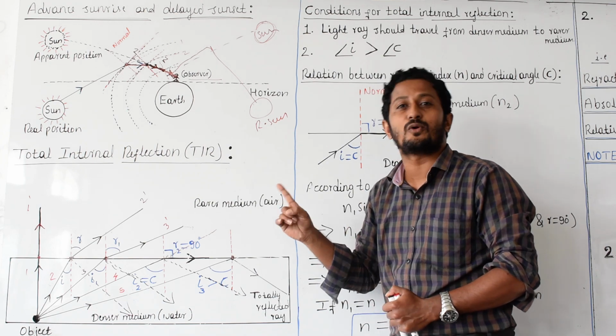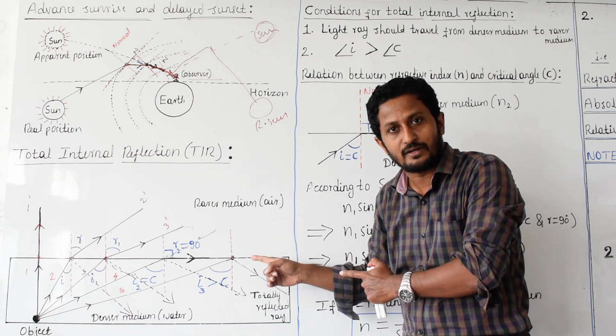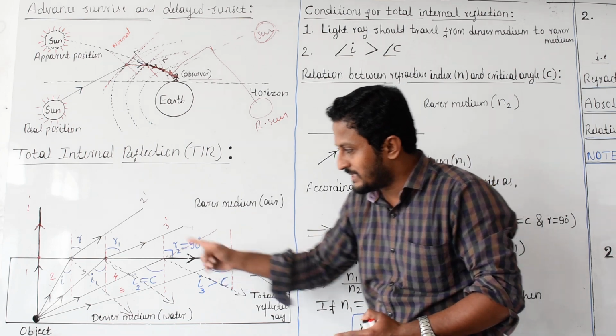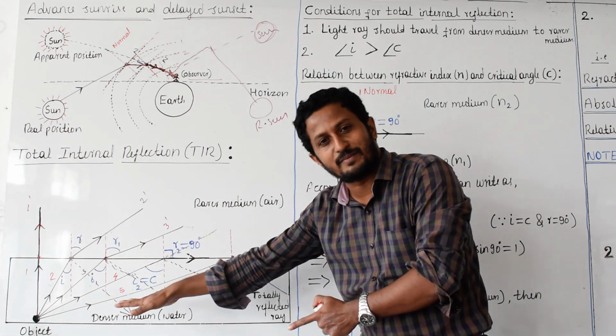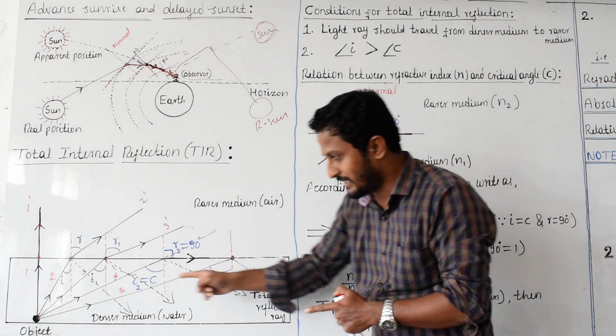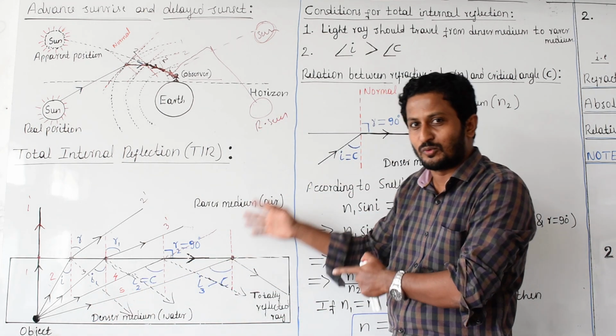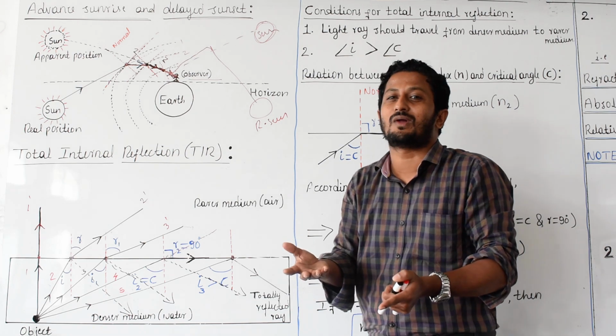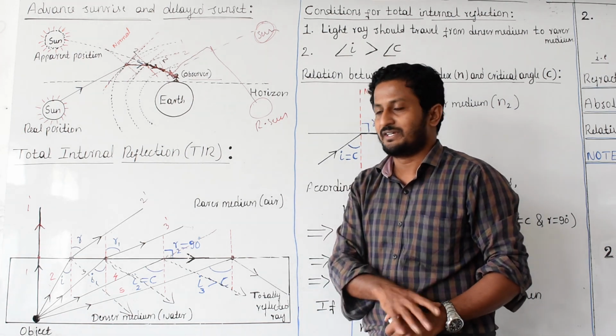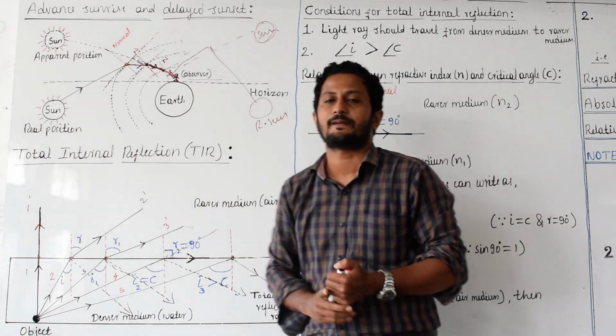It is very important that this happens when we place the object in the denser medium, meaning when light rays are coming from the denser medium. That one only, when it happens, we call it the condition. See here, this is about TIR.